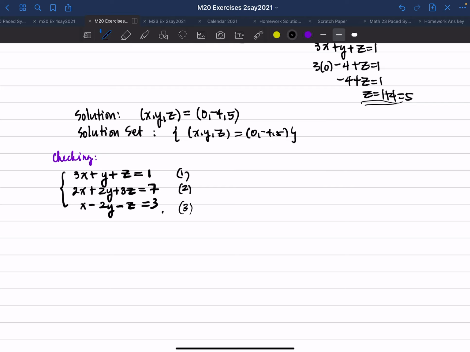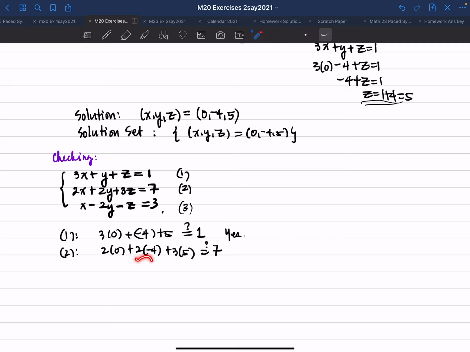So at equation 1, let us plug in this value here. So 3 times 0 plus negative 4 plus 5, is it equal to 1? The answer is yes. For equation 2, 2 times 0 plus 2 times negative 4 plus 3 times 5, is it equal to 7? This is negative 8 and this is 15. Negative 8 plus 15 is 7.